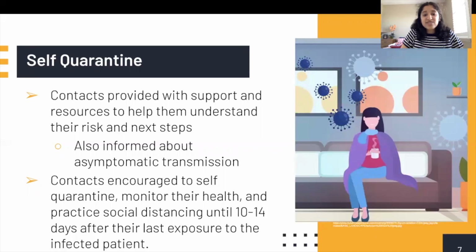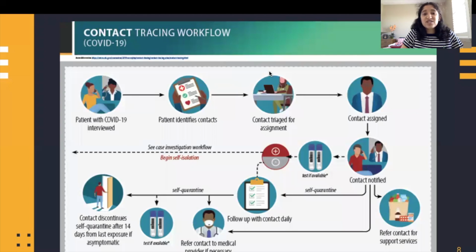Lastly, these contacts are encouraged to self-quarantine, monitor their health, and practice social distancing for at least 10 to 14 days after their exposure to the infected patient. However, when an outbreak in a region becomes too large, such as in Florida, contact tracing may become difficult and even unfeasible. The following graphic provides a useful timeline of what contact tracing looks like.